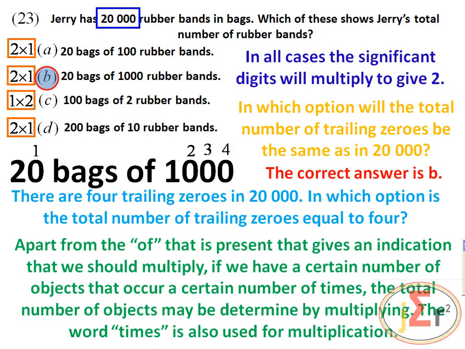For example, if we have 7 boxes containing 3 eggs in each box, how many eggs do we have in all? 7 boxes containing 3 eggs in each box. How many do we have in all? 21. Right, because 7 threes, 21. So the number of eggs will be determined by multiplication. The word times is also used for multiplication. Right, our teacher always says times also. So times is also used for multiplication.